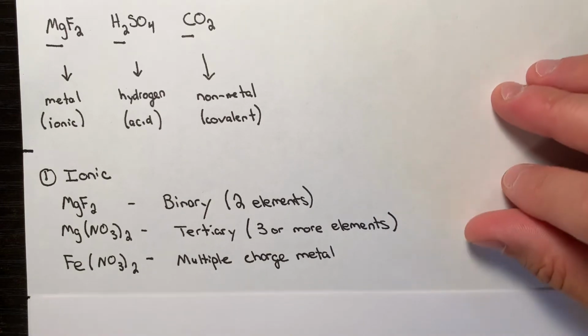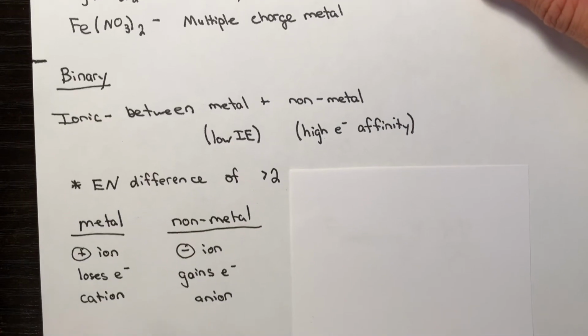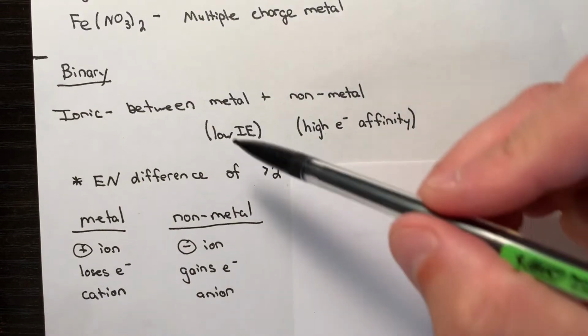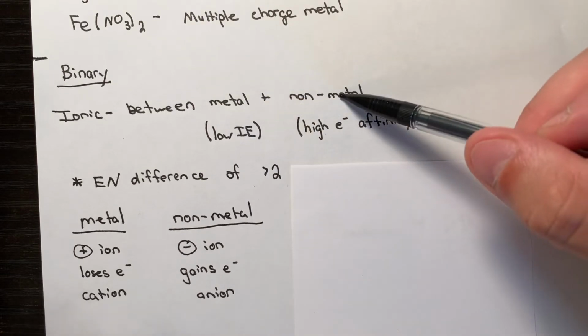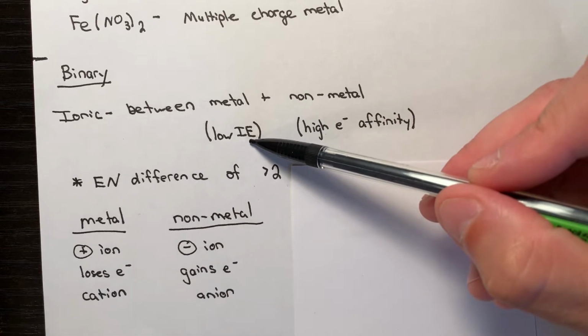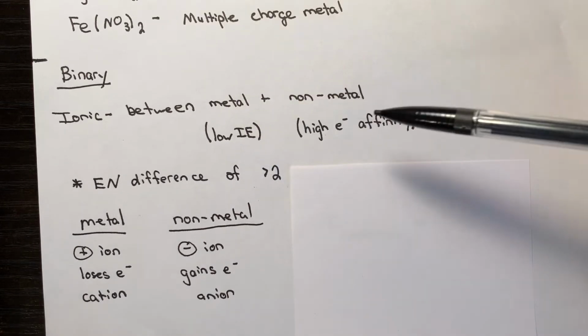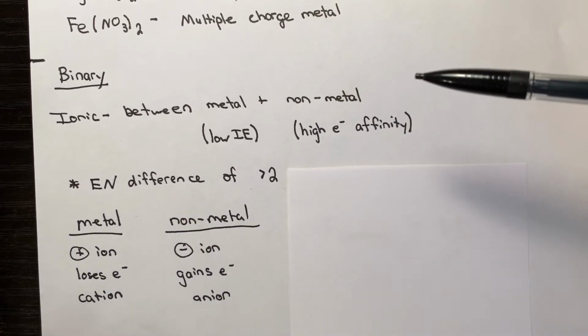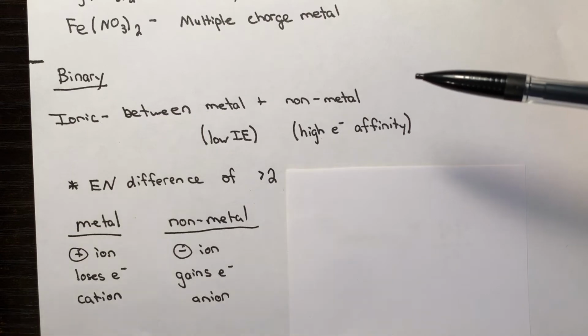So let's jump right into binary. When we talk about binary ionic compounds, when we say ionic in the first place, it means that we're talking about a metal and a non-metal. The idea here is that metals have a very low ionization energy. They can readily give up an electron, whereas nonmetals have a high electron affinity. This is to say that they release energy when they pick up an electron.